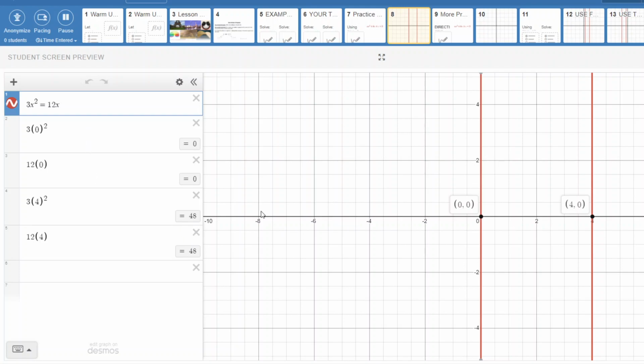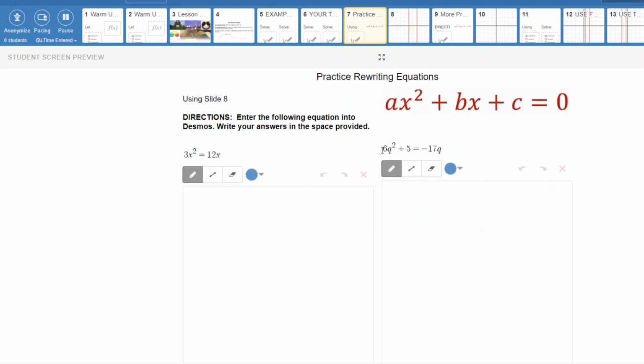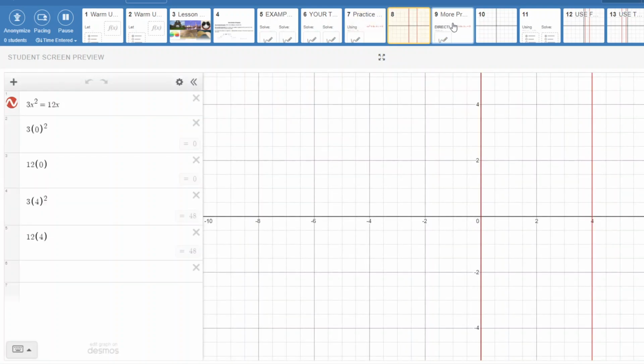Now you could try any other value, but you would end up with things that are not the same. For example, if I plugged 1 into here, 3 times 1 squared is 3, 12 times 1 is 12. 3 clearly doesn't equal 12, and that's why 1 is not an answer to this question. You could do a similar thing with this question here as well. If it's anything besides x, though, you need to change the letter to x. So 6x squared plus 5 equals negative 17x would be how you would do that question.